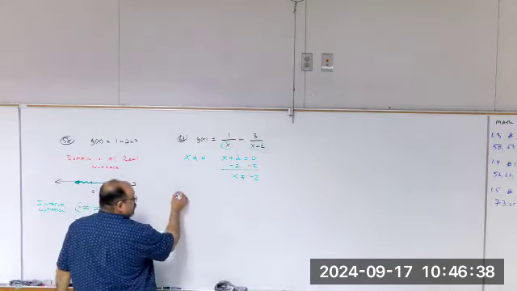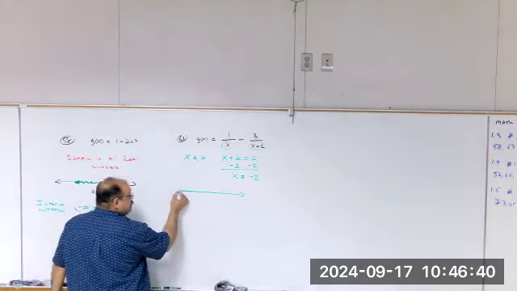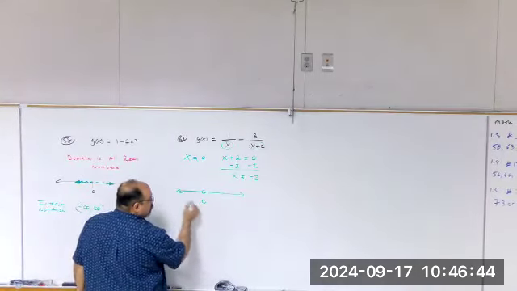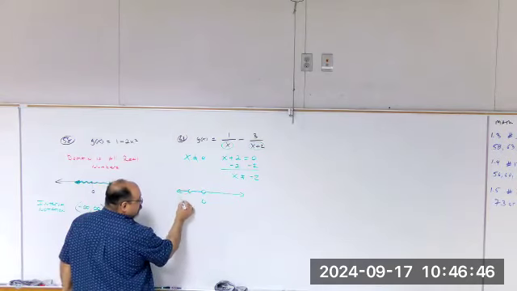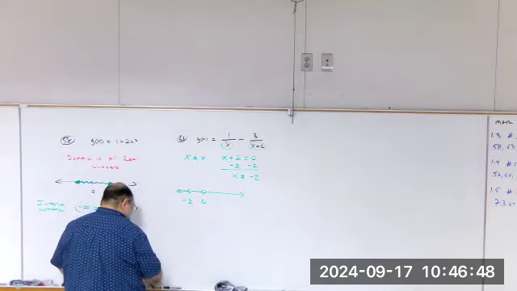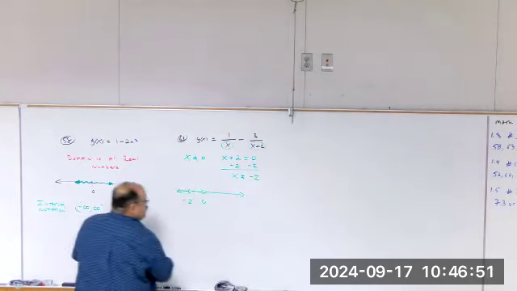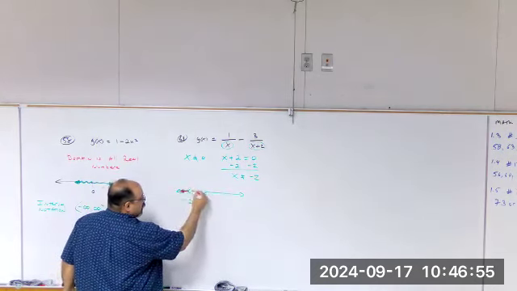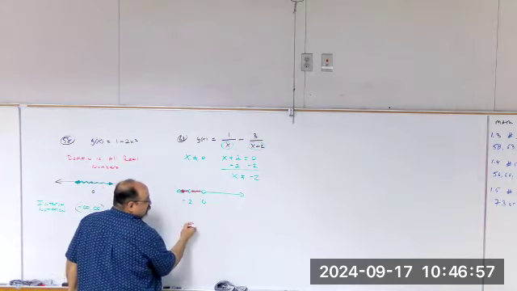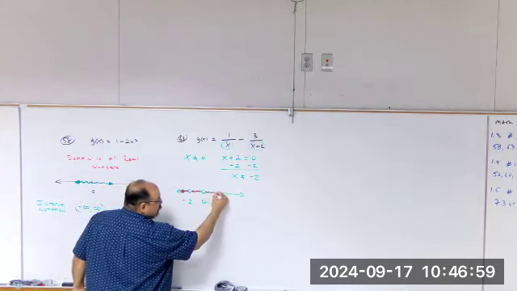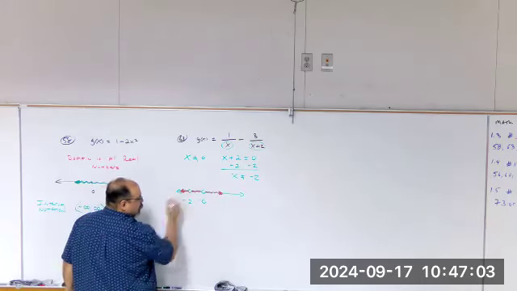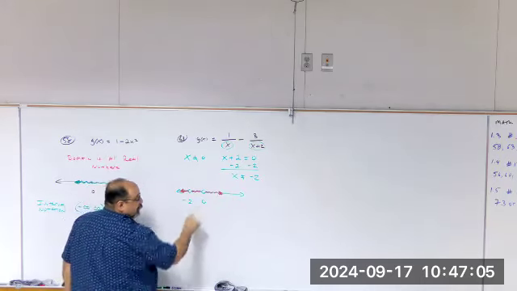So as a picture, and again, the visual just helps me. There's an open circle on the 0. There's an open circle on the negative 2. Everything else works. Everything to the left of negative 2 is allowed. Everything in between negative 2 and 0 works. And everything to the right of 0 works. That's a picture of the domain.